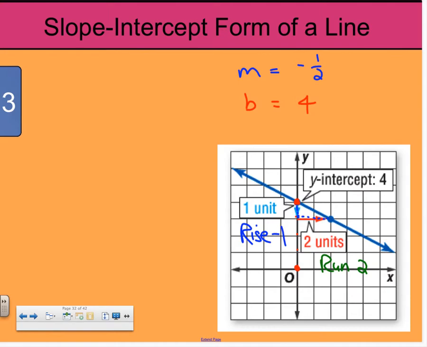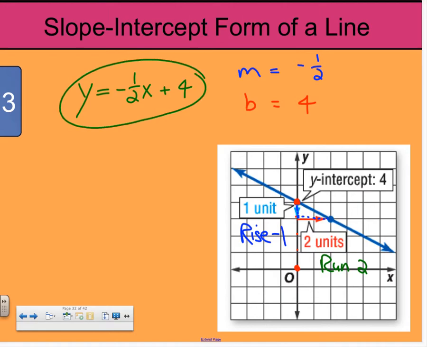Someone tell me what the equation is going to be in slope-intercept form. Cedric? Y equals -1/2, I would say minus, no, plus. Don't forget the x. Plus 4. Very good, Cedric. Okay? Very, very good.